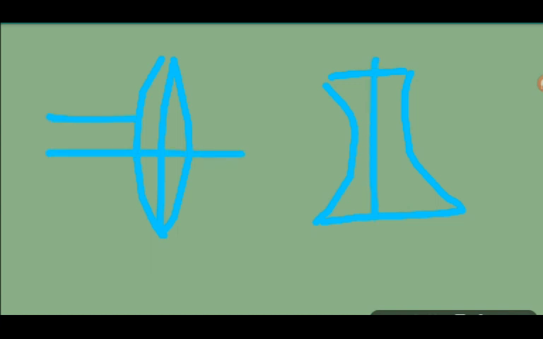Now we have two types of mirrors. This one is the convex mirror, which is the diverging mirror, and this one is the concave mirror, which is the converging mirror. So the light comes in a parallel direction and converges to the focal point here like this.